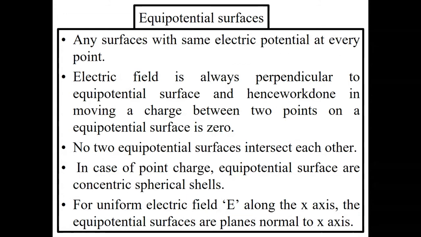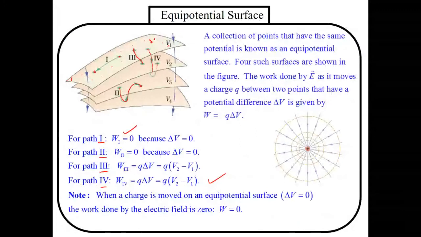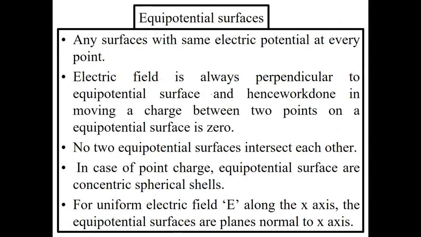What is given in the second line? Your electrical field lines are always perpendicular to the equipotential surface. You can see here, all dotted lines are my equipotential surfaces. All blue color lines are my electrical field lines. What is the angle here? 90. That means it's exactly perpendicular to each other. Your electrical field lines are exactly perpendicular to the equipotential surface, and that information is given here.